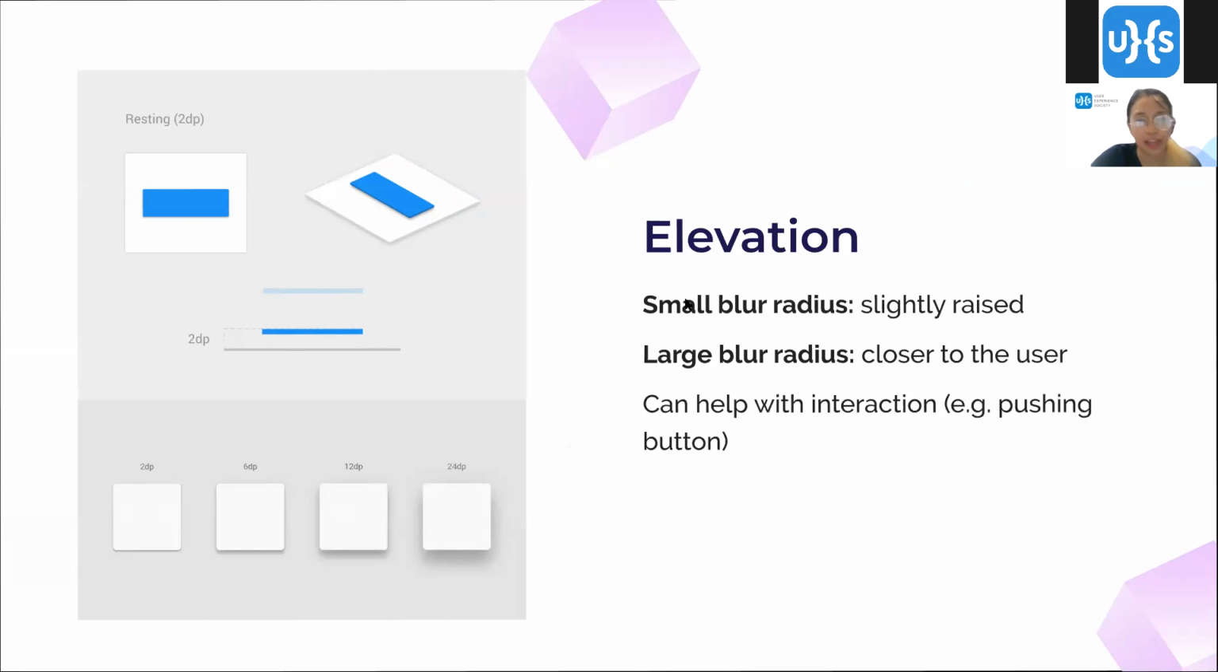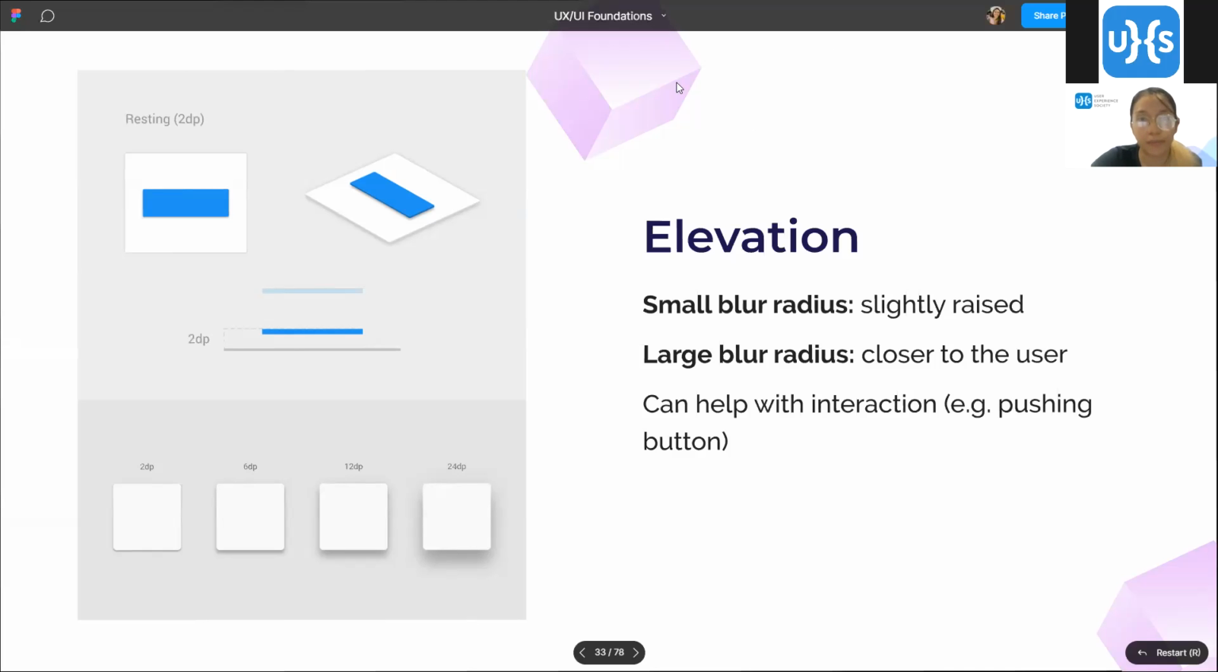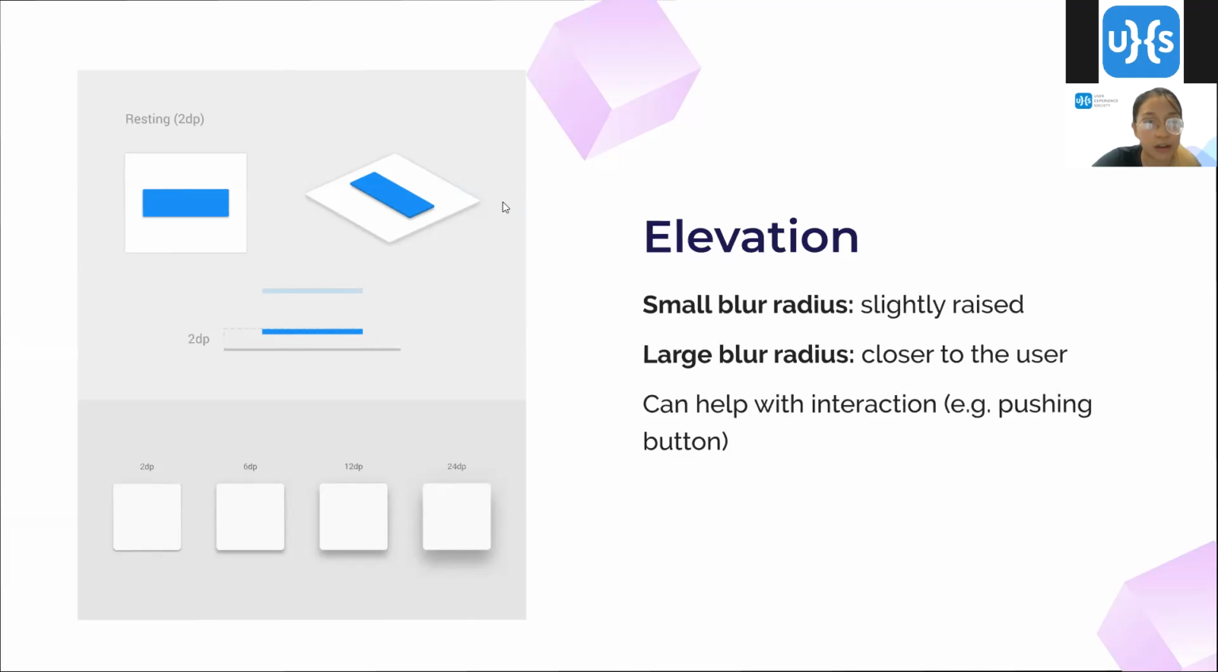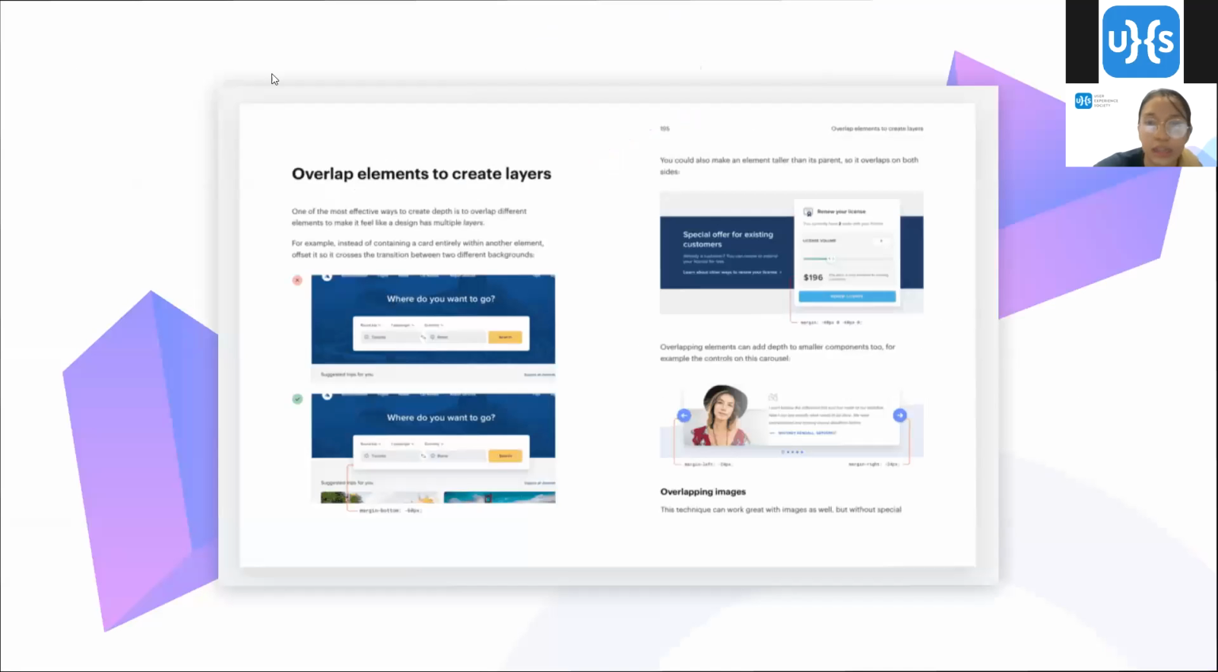And this helps a lot with interaction if you're designing interaction. For instance, if you're pushing a button, when the user pushes it, the blur radius gets smaller, because it's like the button is stuck into the interface. So yeah, that's how volume helps make design more visible and interactive.